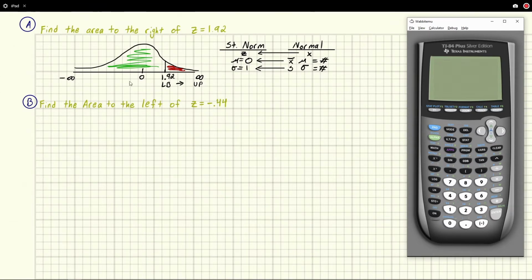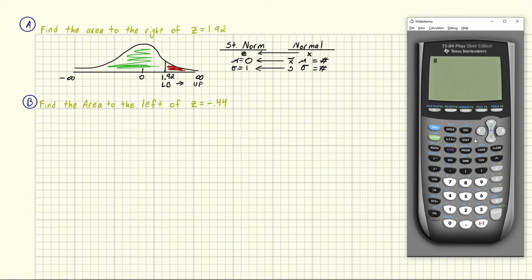And let's go. Now this thing, this curve, is called a distribution. And so it's a normal distribution, or a standard normal distribution. What we're going to do is go to the distribution menu. It's right here, in blue. Since it's in blue, we hit the blue key and then click it. It'll bring us up to the distributions.